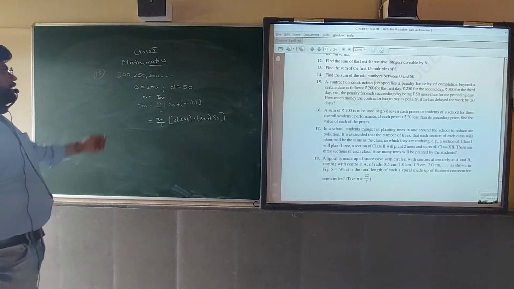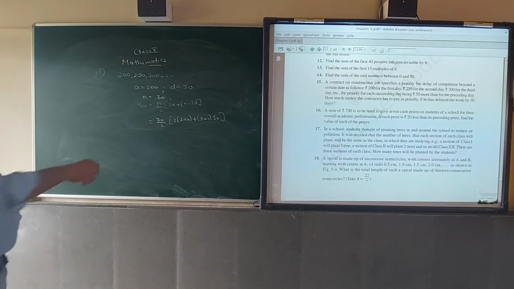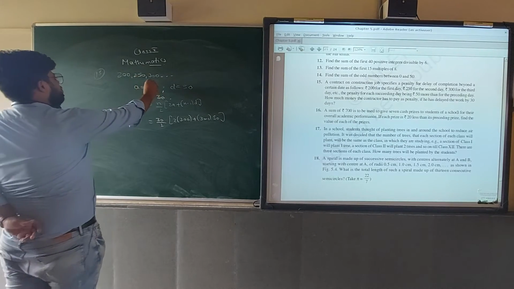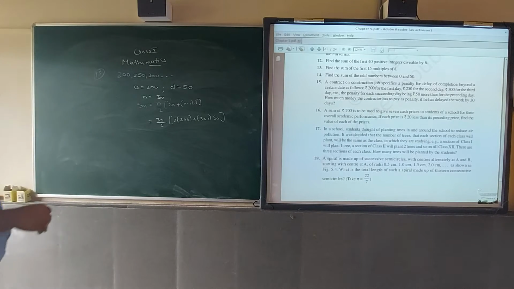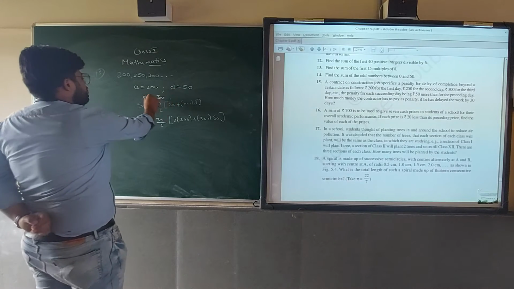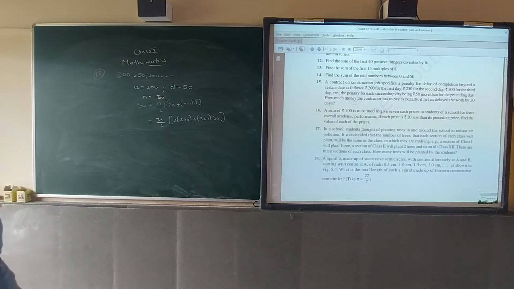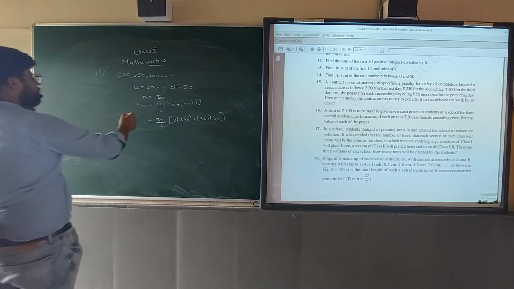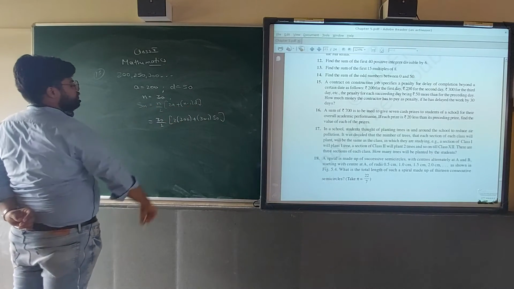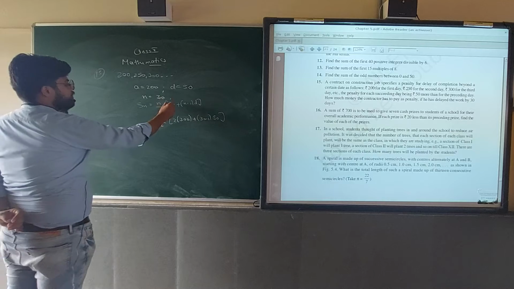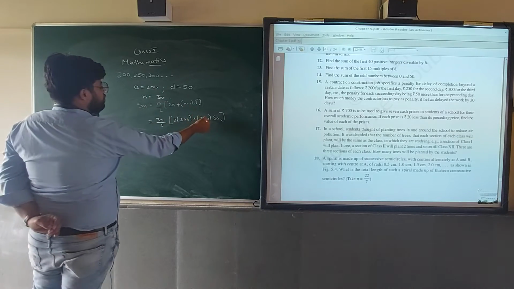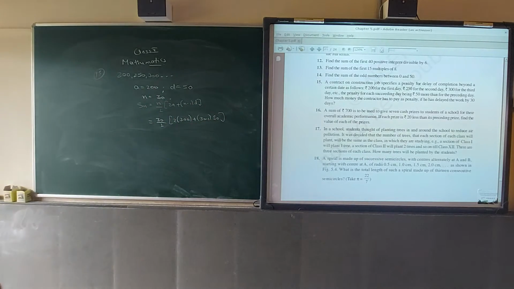Now here a is 200, second day 250, third day 300, so like this it will go. The value of a is 200, the common difference is 50, and the number of days n is 30. We have to find the total sum Sn = n/2 [2a + (n minus 1) d]. Put the values: n is 30, a is 200, d is 50. After solving this you will get the result of question number 15.